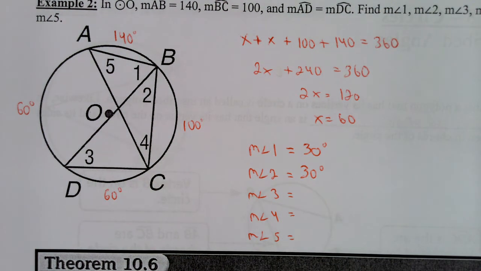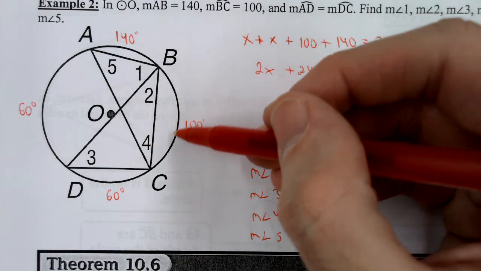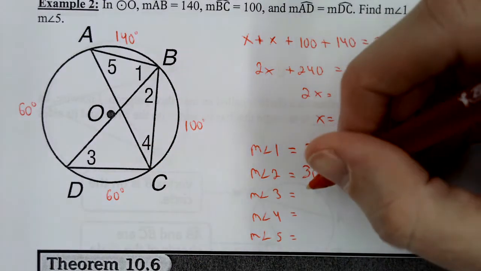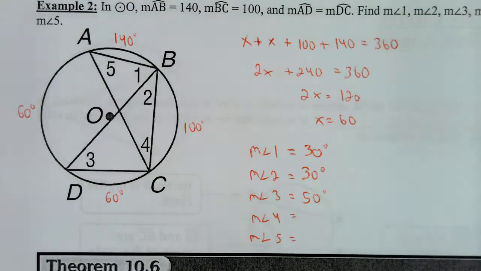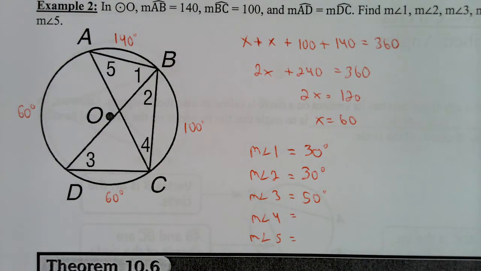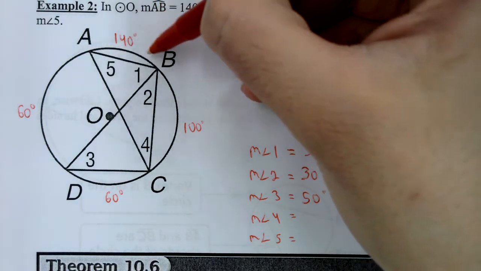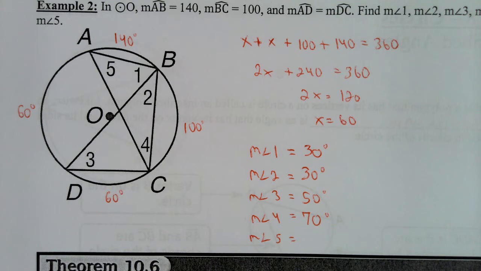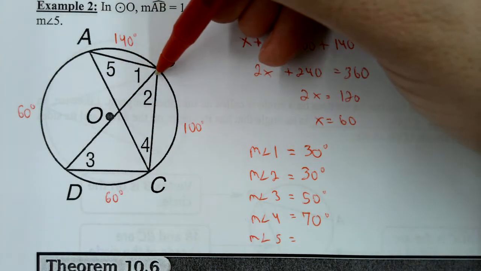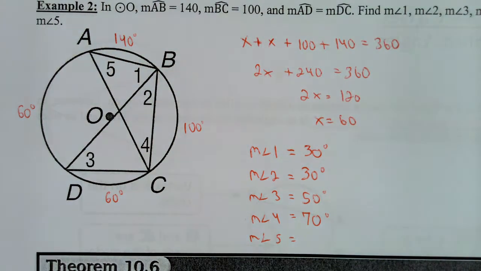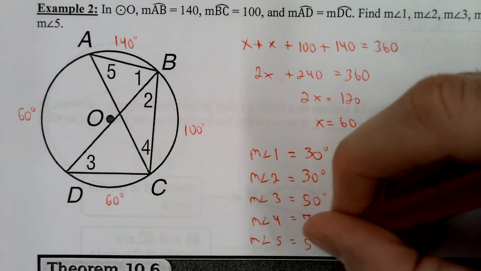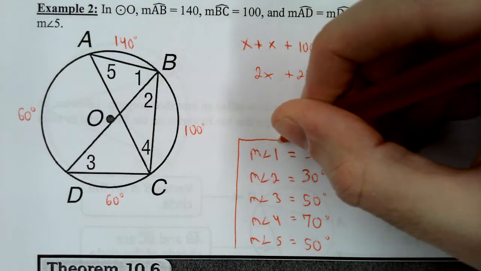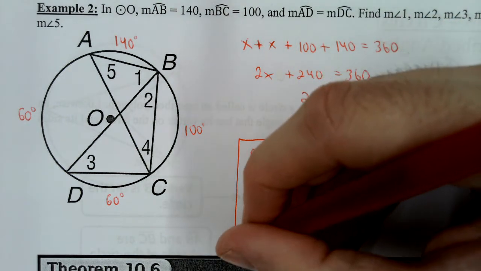Angle 3 is an inscribed angle. It's inscribed in arc BC, so it's 1/2 of BC, so it's 1/2 of 100, which is 50. Angle 4 is an inscribed angle, so it's 1/2 of the intercepted arc of 140, which is 70 degrees. And angle 5 is an inscribed angle. The arc that it intercepts is 100 degrees, so it's 1/2 of 100, which is 50. So those are my answers.